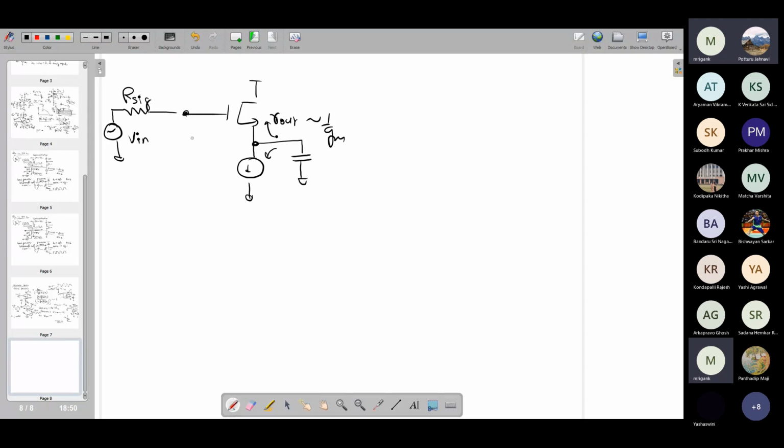Now, if I look at this, what is the net capacitance coming? One is the CGS between gate and source, another is the CGD. CGD comes as it is because this is AC ground. The VDD is AC ground. CGD comes as it is. What about CGS?